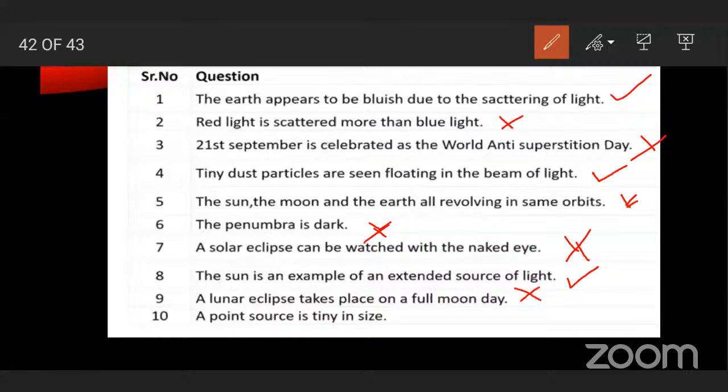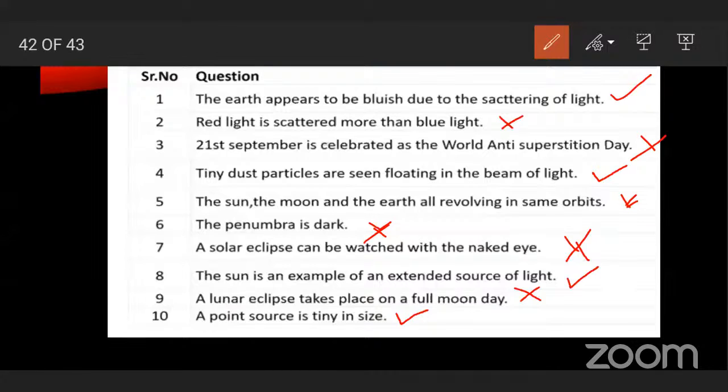A point source is tiny in size. Yes, true. So this sentence is true. A point source is very small in size.